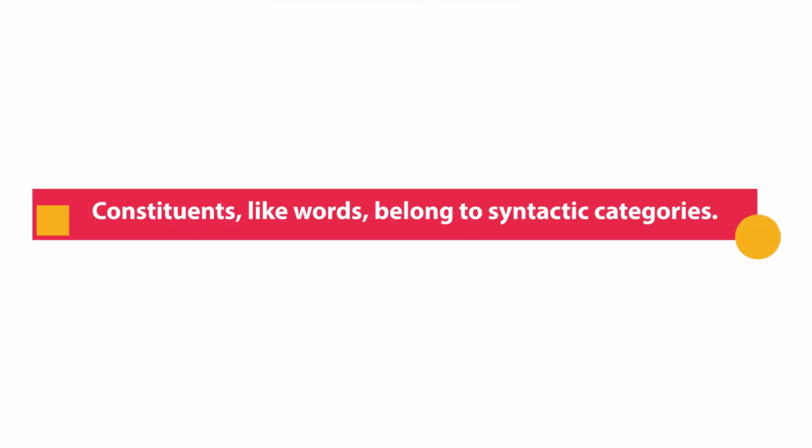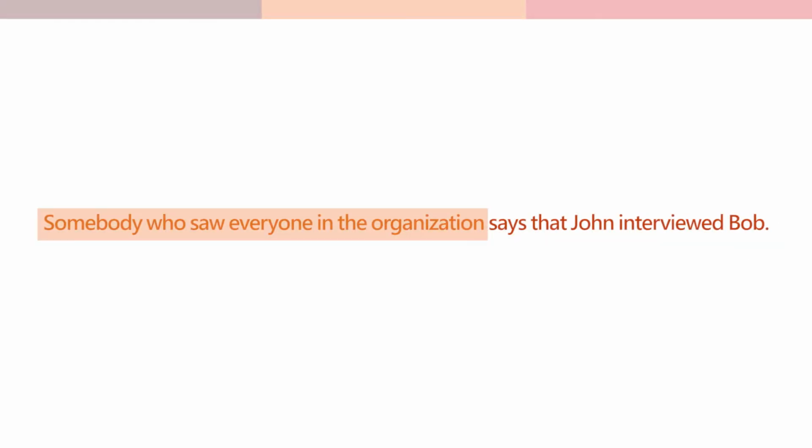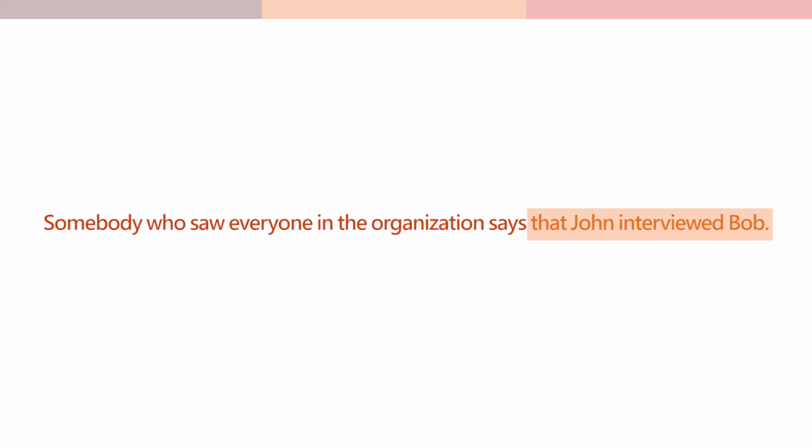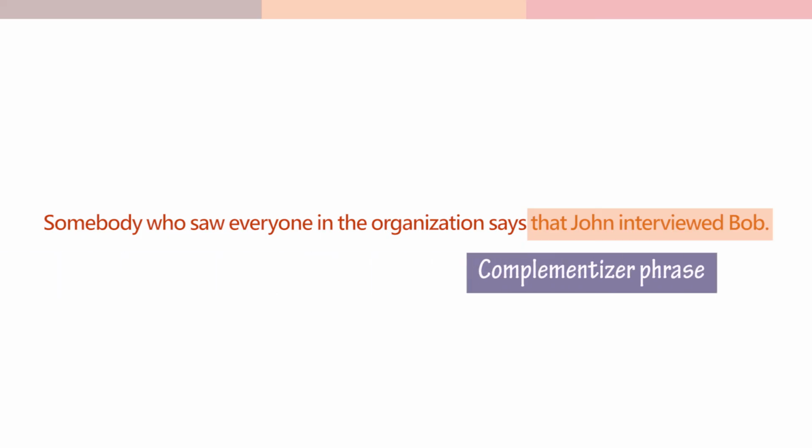So the last thing about constituents is that constituents, like words, belong to categories, to syntactic categories. For example, somebody who saw everyone in the organization is a noun phrase, NP, and it functions like a noun. That John interviewed Bob is a complementizer phrase, and here functions like a noun.